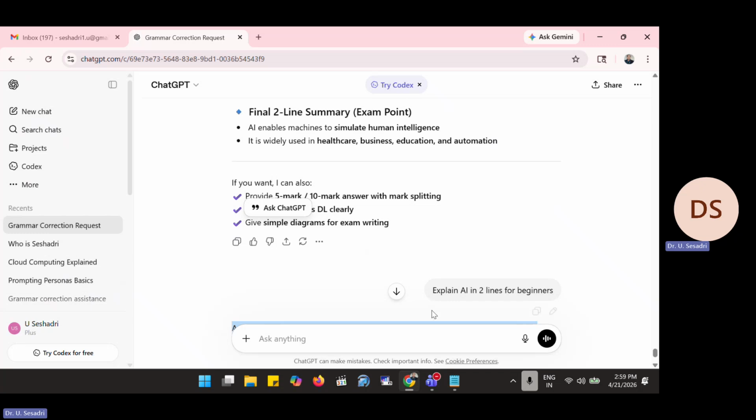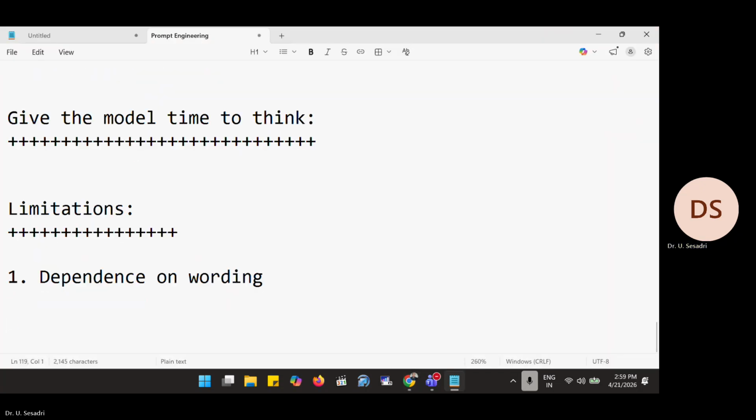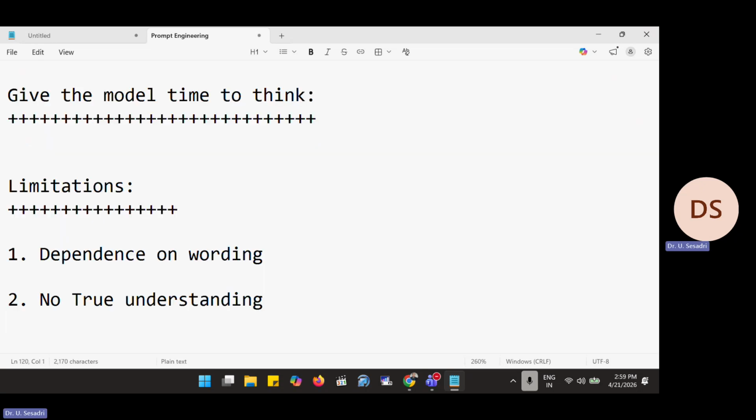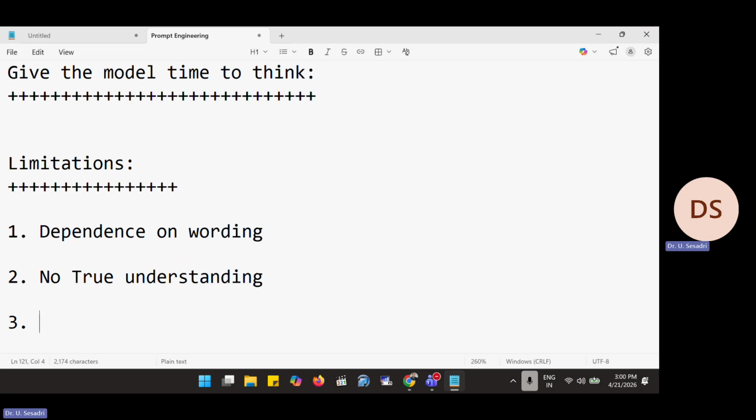And another limitation is no true understanding. AI tools like GPT don't actually understand the content. They generate the response based on patterns, not real reasoning or deep comprehension. And another limitation is the hallucination problem.